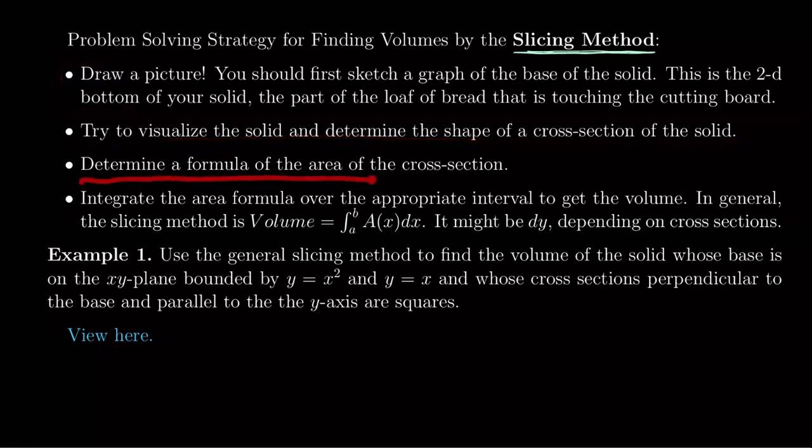We're going to try to define a formula for the area of that cross section. And then, just like the formula we had above, we're going to integrate the area formula to find the volume. So in general, the volume is equal to the integral of the area function. All right, let's do an example.